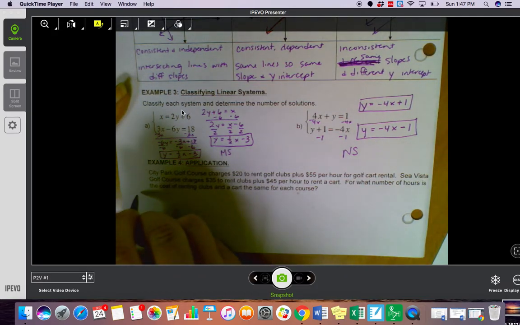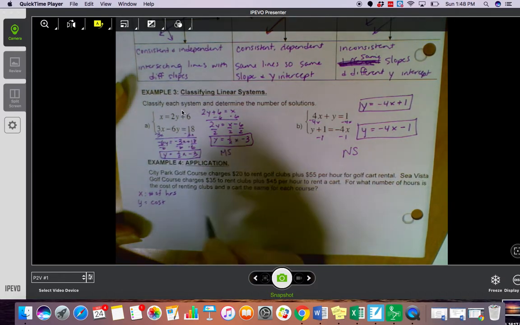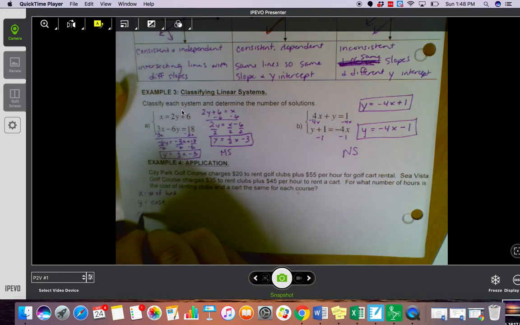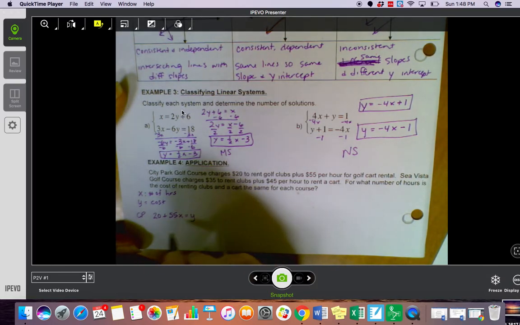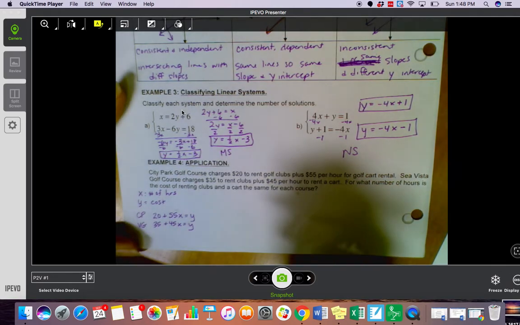So what you need to do first is you find your x and your y. My x is going to be the number of hours, and y is always cost for me. So I would start by saying my City Park, I'm going to abbreviate it as CP, would be $20 to rent the golf clubs plus $55 per hour. So 55x is equal to the cost. And you have your Vista Golf, which is $35 plus $45 per hour equals the cost.